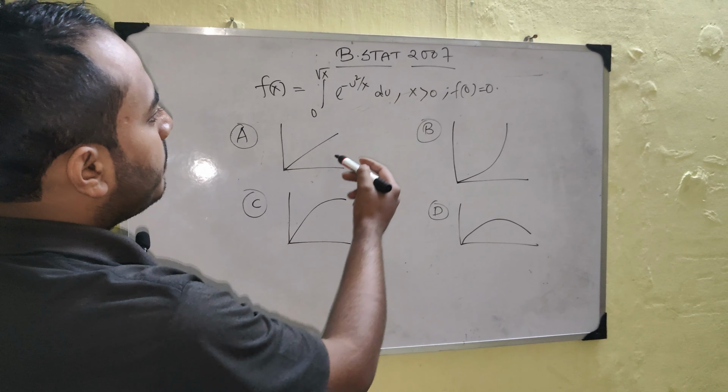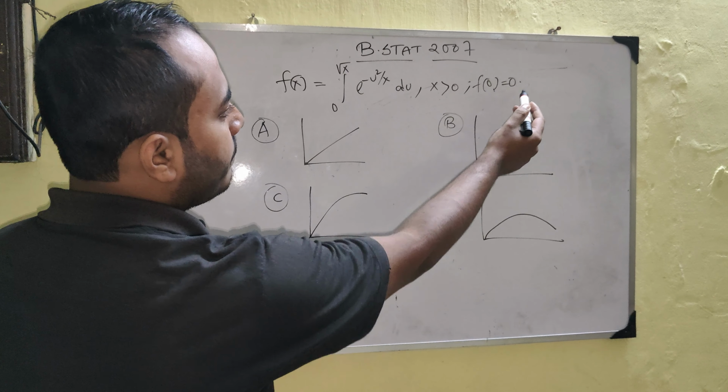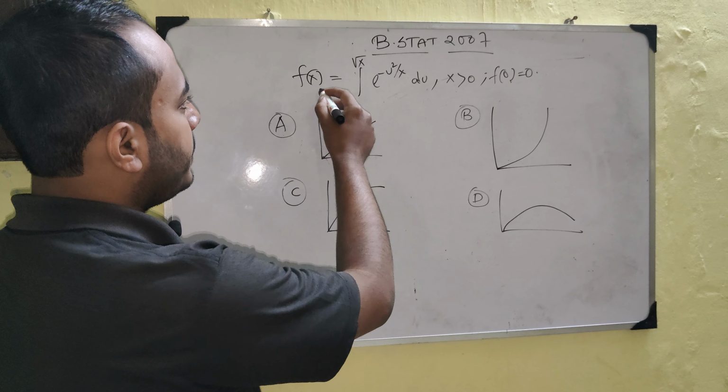So we have this problem, right? F of x equals the integral from 0 to root x of e to the power minus u squared by x du, for x greater than 0, and f of 0 is 0. Four graphs are given. You have to choose which of the graphs is a correct representation of this.